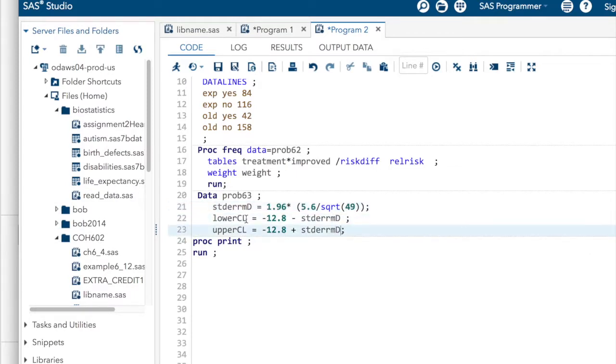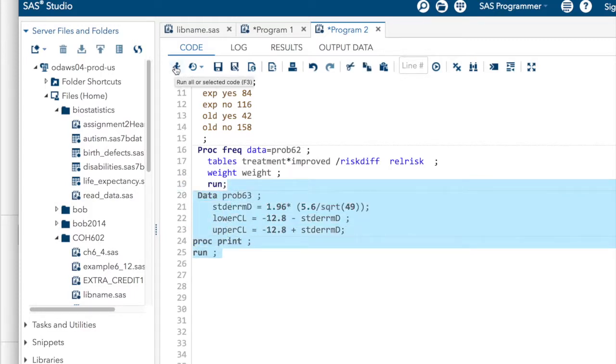So the lower confidence limit is minus 12.8, which is your mean, minus 1.96 times the standard error of the mean difference. The upper confidence limit is minus 12.8 plus 1.96 times the standard error of the mean difference. And then let's just compute this and print it. So do proc print. Little secret there, actually SAS by default uses the last created data set if you don't give it a data statement. That's actually kind of bad practice, but I just put in there to let you know that that's what happens.